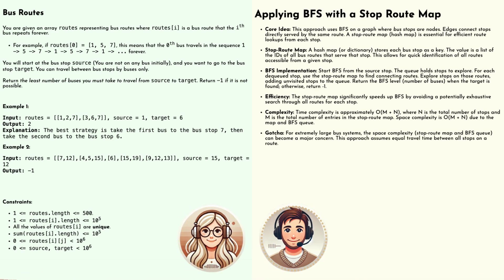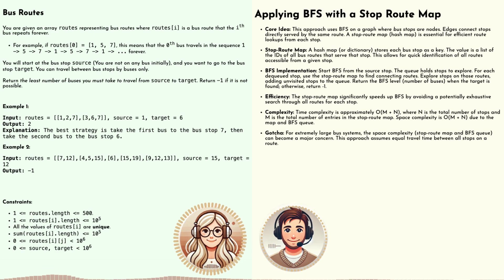Imagine you have this giant map of the city, but instead of showing you streets and buildings, it shows you all the bus stops. And for each stop, you have a list of all the bus routes that pass through it. Oh, so it's like a cheat sheet for each stop. Yeah. You're like, okay, I'm at this stop, and these are all the buses I can take from here. Exactly. So how does that map actually help us?